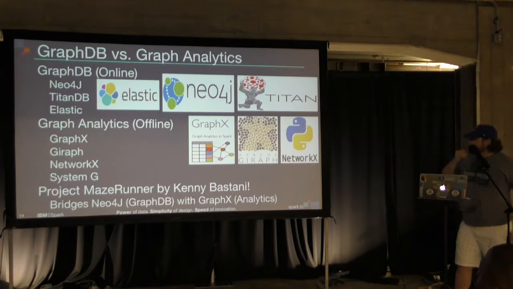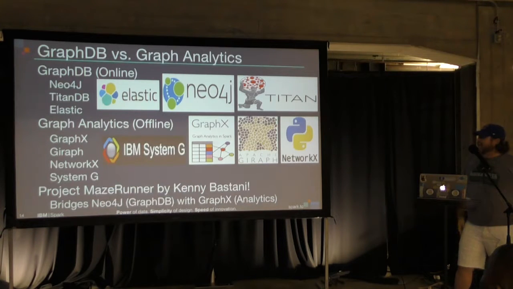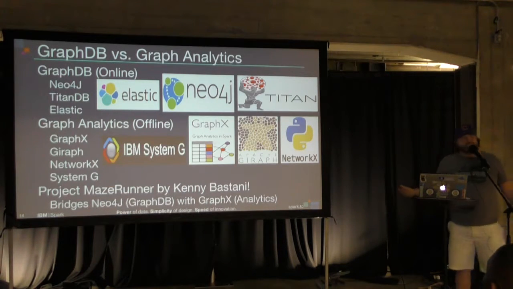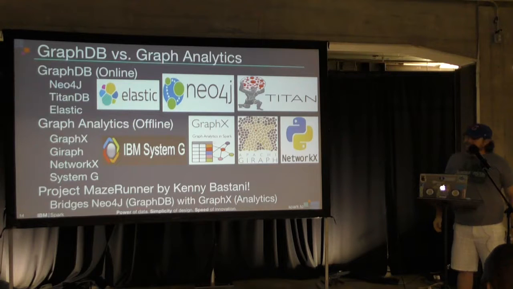I guess this is a different view of the same thing. Yeah, GraphDB, that's what you want to put online. Graph analytics offline. I discovered System G. IBM has to put System in front of everything. I just discovered this this morning while updating the slides, and I'm like, System G.